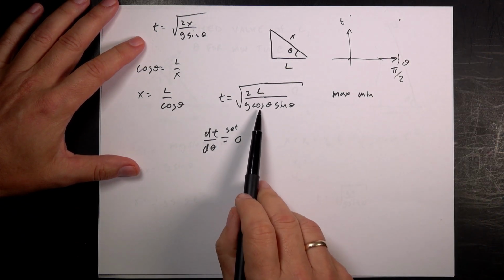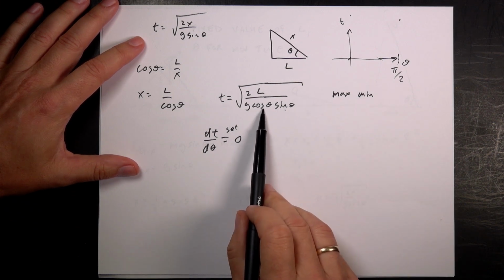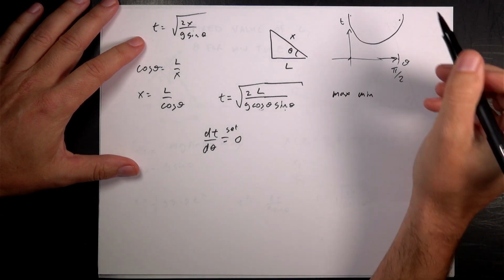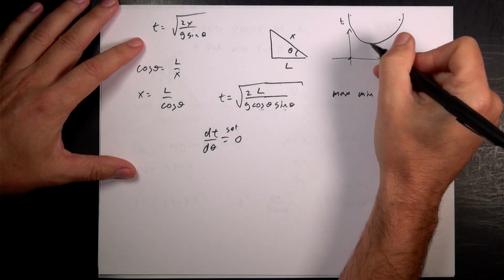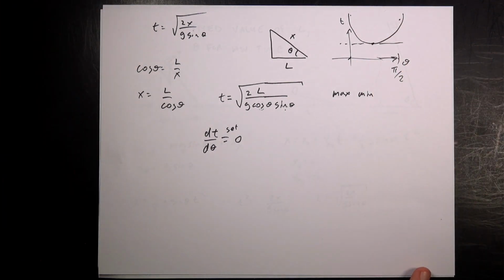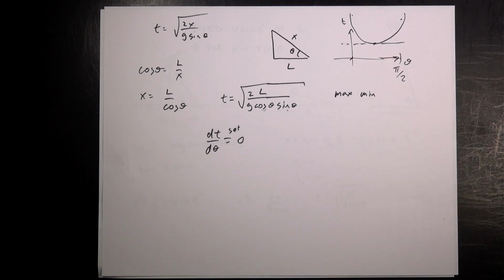If I put in 0, I get 0 on the bottom because of sine. If I put in pi over 2, I get 0 because of cosine. So it should do something like this, I would think. And we're trying to find the minimum time, which is where the slope of that function is 0. So we're going to take the derivative, set it equal to 0, and solve for that theta. I think this will work.